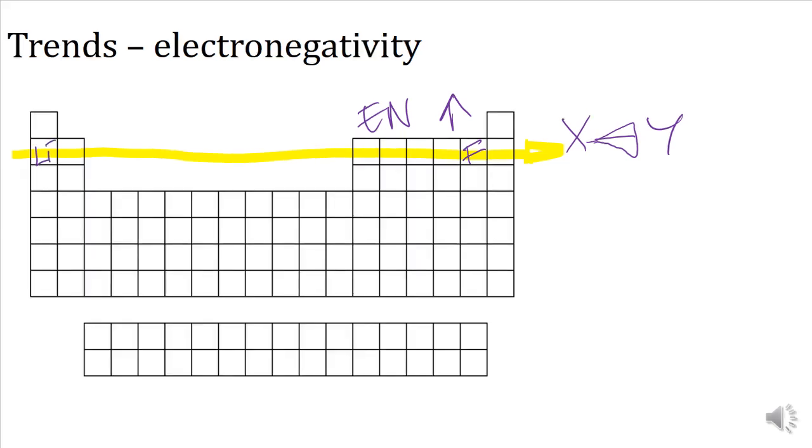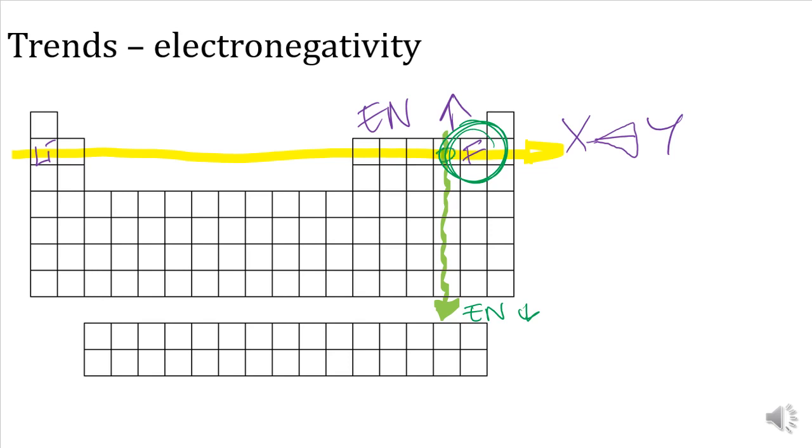We also have to think about changes in electronegativity as we look along groups. As we move down a group, that outer shell is getting further away, which means that as I move down a group, electronegativity decreases. So the most electronegative element is fluorine, followed by oxygen.